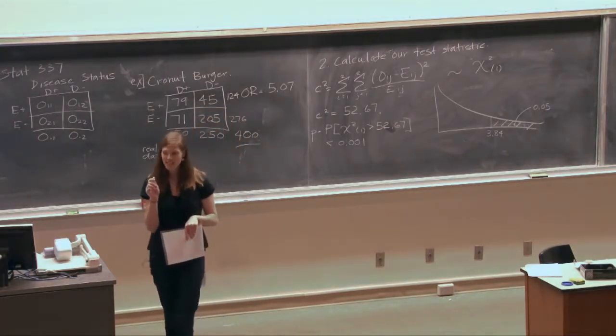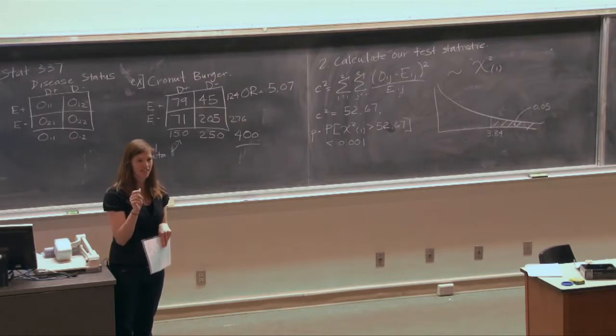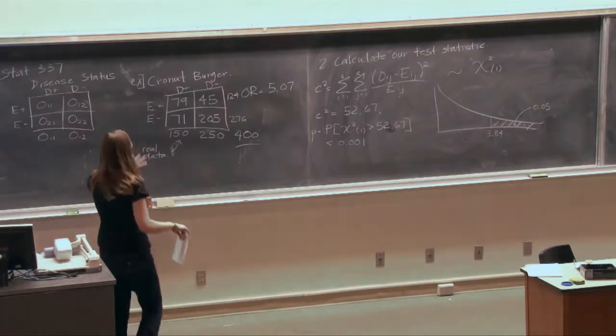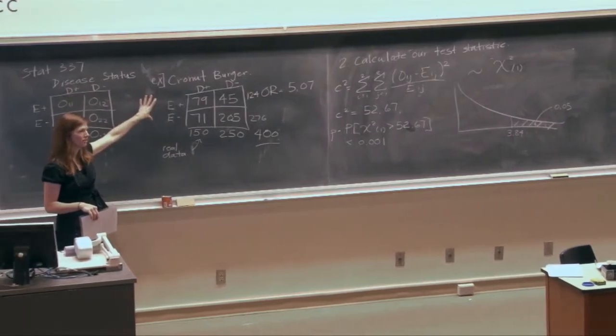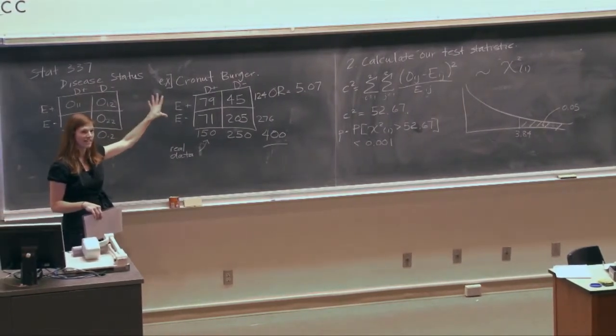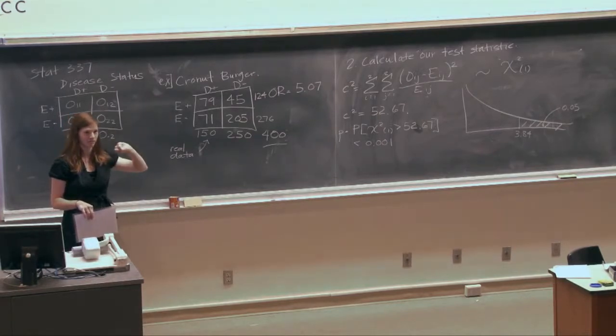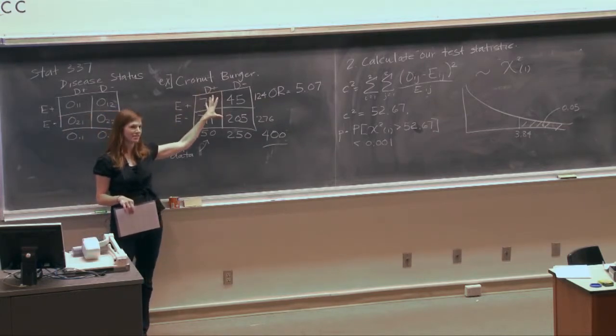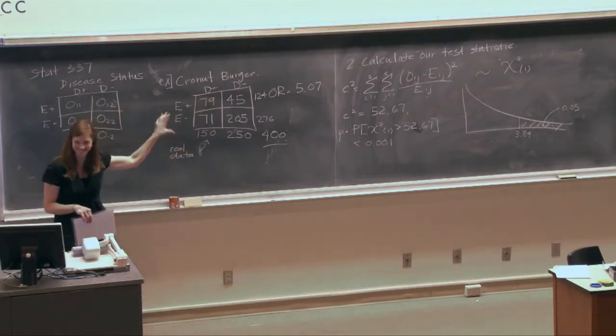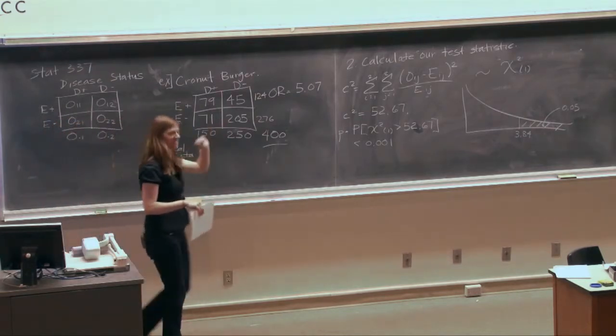So there is less than 0.1% chance that we would have gotten this data if the null hypothesis of no association between the cronut burger and getting sick were true. We actually can't say that the cronut burger makes you sick in this particular case, because we've only tested association, not causation here. But less than 0.1% is sure as heck enough to stop selling cronut burgers. Okay, and that is hypothesis testing.